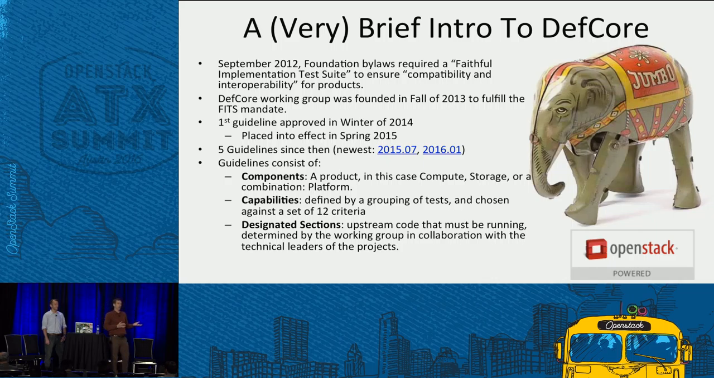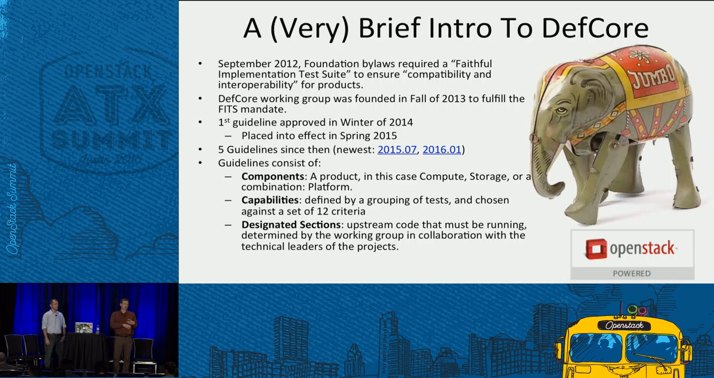So what is a guideline? A guideline consists of a few things. It contains components, which is essentially a product. And so the current Dev Core guidelines have 2 different types of components. There's a compute component, which lists all of the things that you would need if you want to run an OpenStack powered compute. And a storage component, which when we talk about storage in this context, it's object storage. And so if you want to run essentially a Swift cluster. And then you can combine these 2 components to get what you would call an OpenStack powered product.